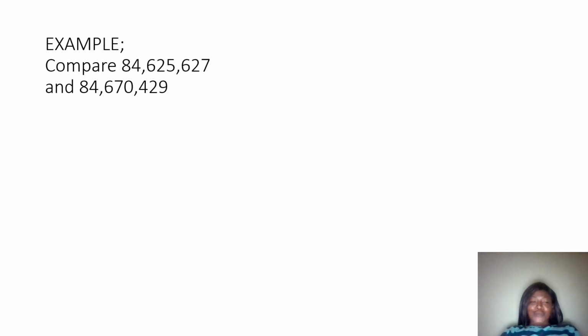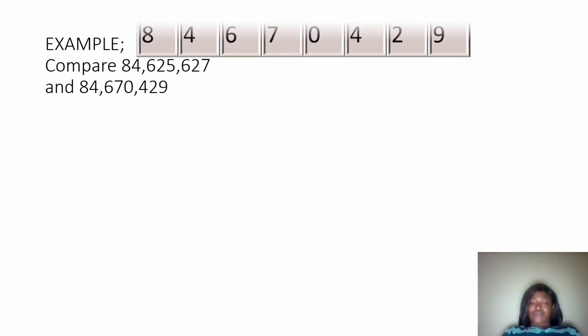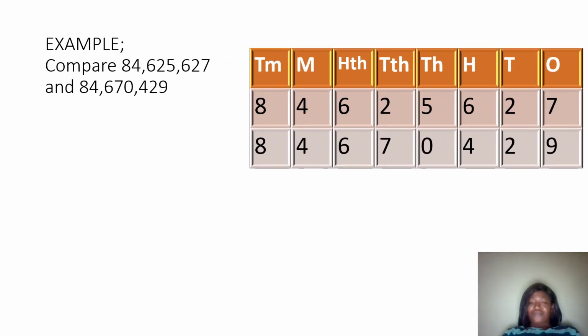Example. Compare 84,625,627 and 84,670,429. So we are going to put these digits on the place value chart. So I've arranged them nicely here from ones to 10 millions. So we are going to start our comparison from the left on the place value chart. That's the 10 millions column.